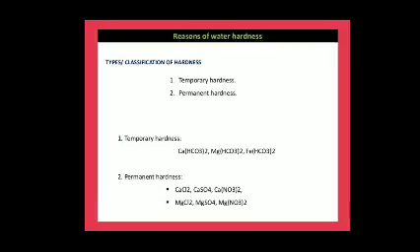Permanent hardness. What is permanent hardness? The hardness caused by the presence of chlorides and sulfates of calcium and magnesium is called permanent hardness.